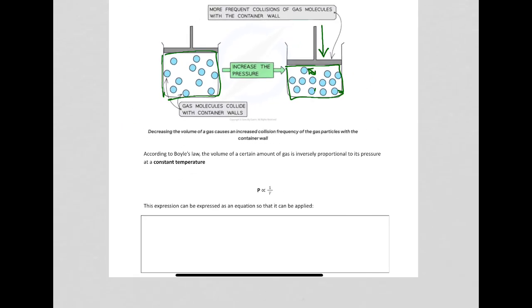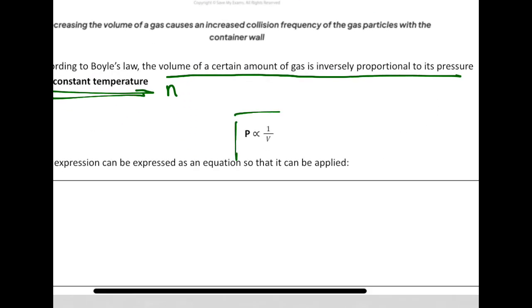So according to Boyle's law, the volume is inversely proportional to its pressure at constant temperature and when the number of moles of gas is constant. So this is the relationship. So pressure is inversely proportional to volume, right?